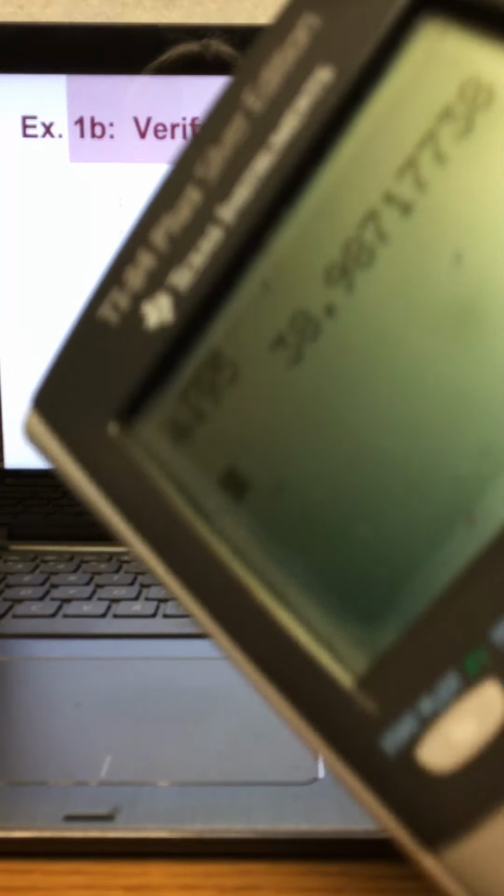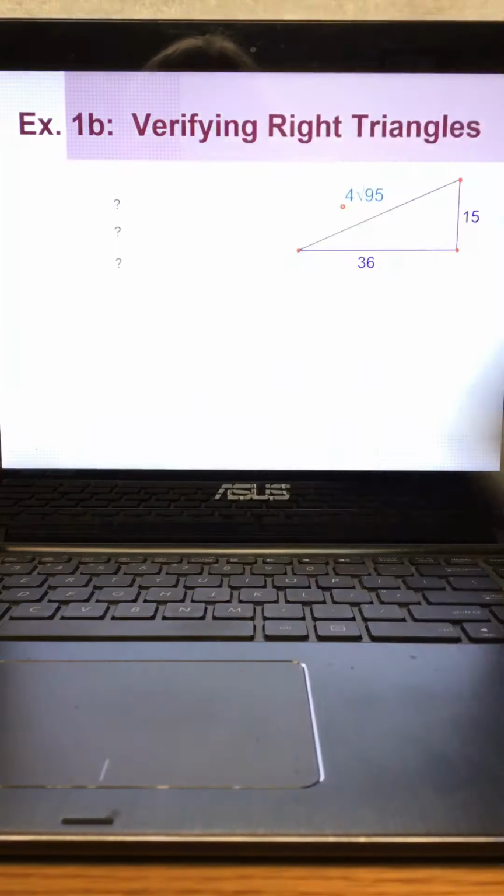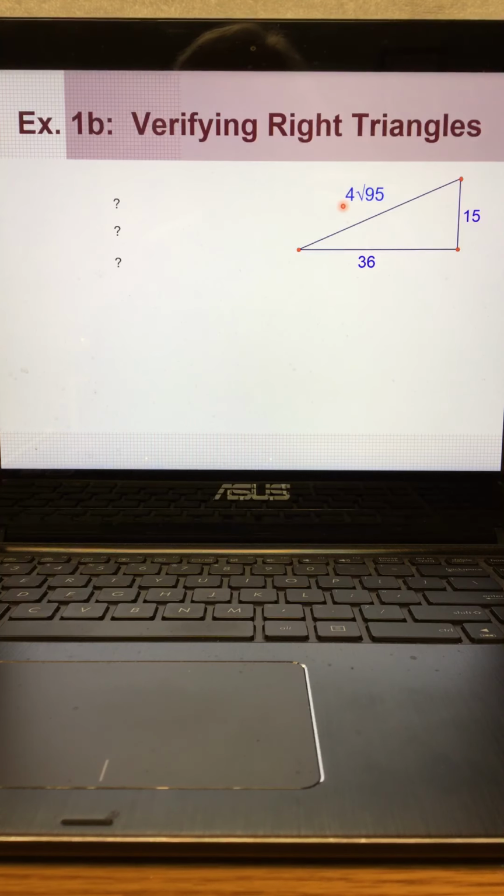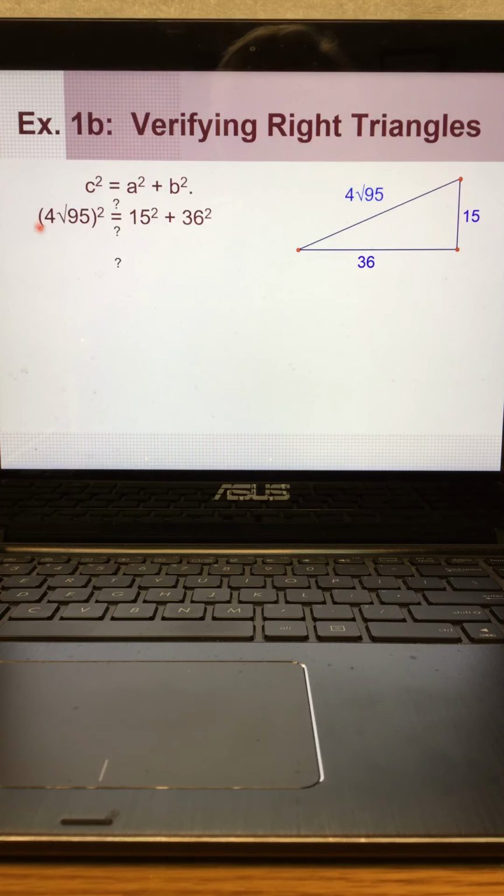See if I can get it up there where you can see it. 4 times the square root of 95 is 38.98. So that's the biggest side. On the left side, I'm going to put my biggest number and square it. See how all of that is inside parentheses? My shorter side is 15, and then my other length is 36. I always identify my longest and my shortest, and then I have a leftover length.